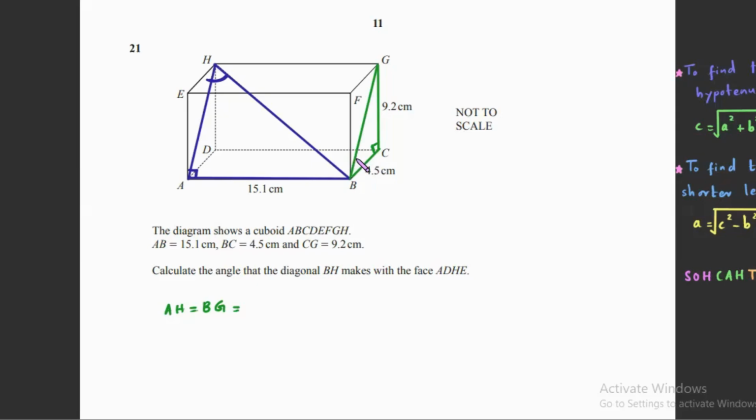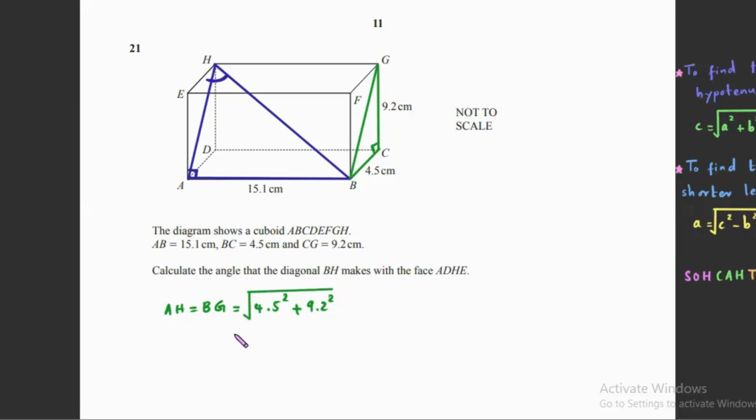So BG is the hypotenuse. To find the hypotenuse, I need to square the two shorter sides, add them together and square root it. If one of the shorter sides is missing, then from the square of the hypotenuse, you deduct the square of the other shorter leg and then square root it. But here we are supposed to square them, add them up, and then square root it. So I'm going to write 4.5 squared plus 9.2 squared, and then square root this answer to find what AH is.